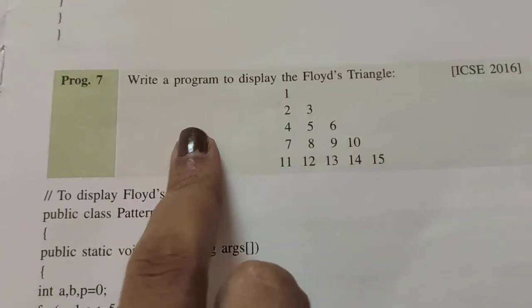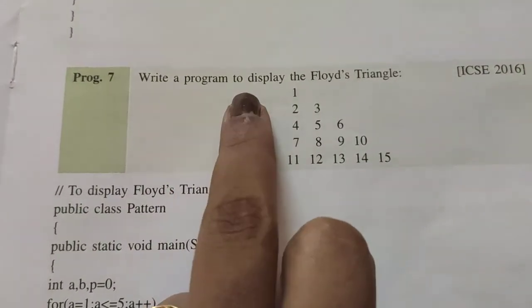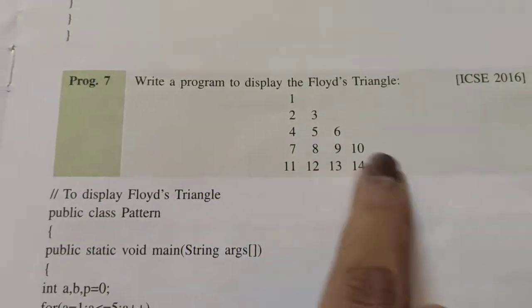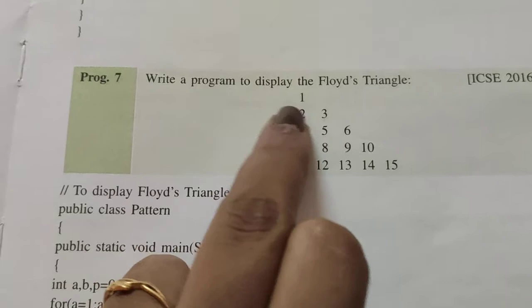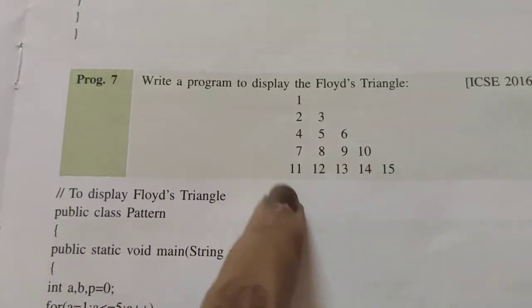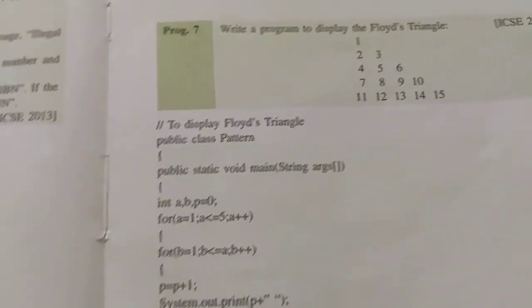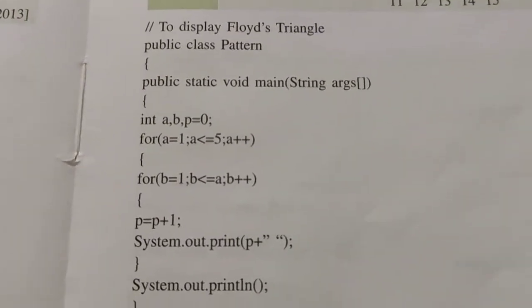This program 7 is to display a Floyd's triangle like this. It will be in this pattern: 1, and in the next line 2 3, next line 4 5 6, and in the next line 7 8 9 10, like that it keeps on going. So we will see how to do it.